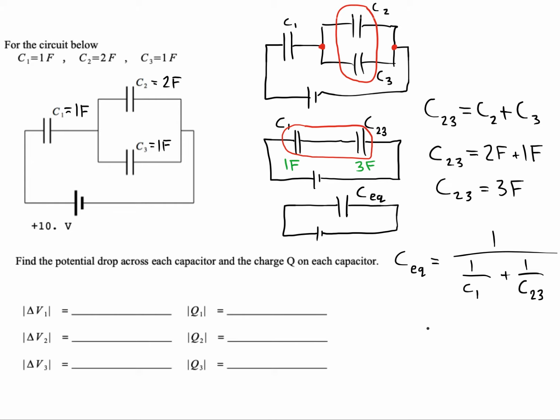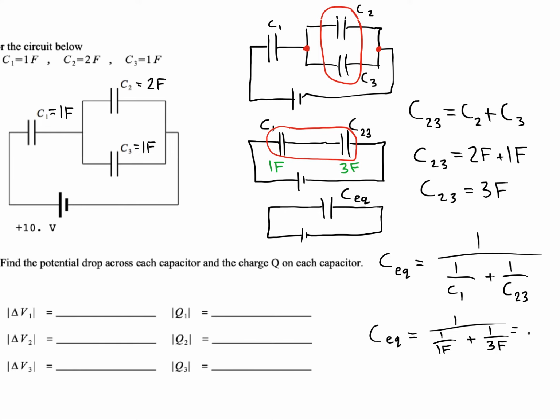All right, so that's going to be 1 over 1 plus 1 over 3. Okay, so that's 0.75 farads. All right, great.